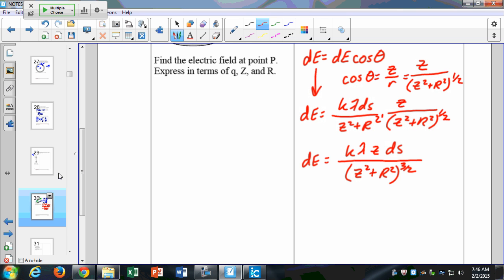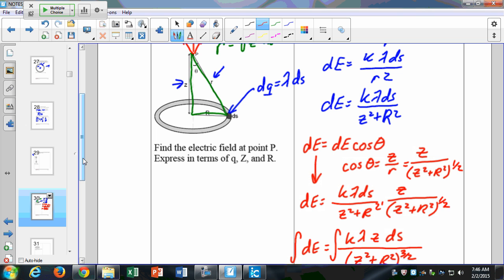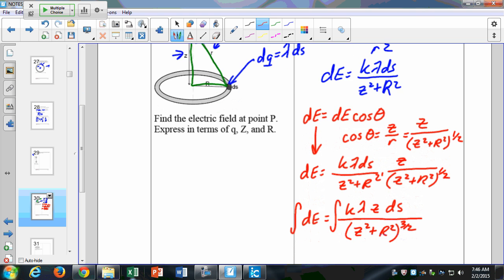Now I want to integrate over ds. And which of these variables changes as ds changes? That is, as I move around the ring, which of those variables changes? Well, k and lambda are constants, right? So really I'm just looking at z or r. How do those change as ds changes? That is, as I'm moving around this ring, I start adding up this quantity, taking the integral, as I move ds from here to here to here and all the way around the ring. And so I want to pull out those variables that aren't dependent upon ds.